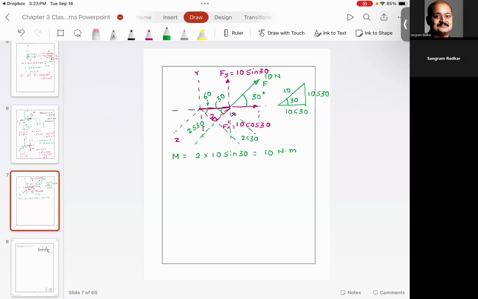Now I will draw this figure. So this is the radius. This is the force.